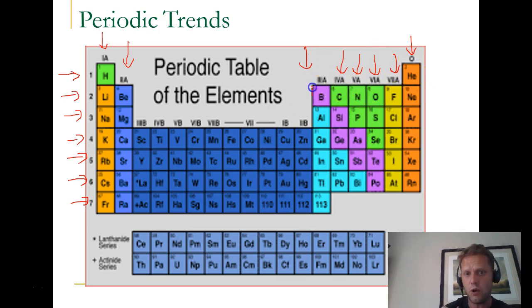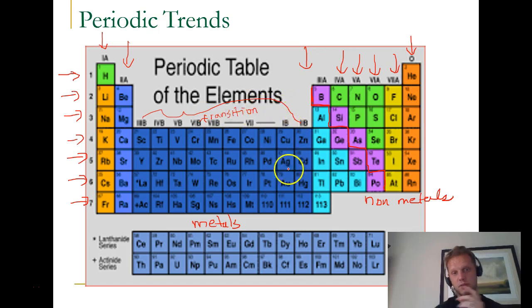What else do you need to know? Well, the periodic table is divided up into metals and nonmetals. Metals are on the left, and nonmetals are on the right. And they are separated by this little staircase. Elements that touch the staircase are known as metalloids. Elements that are in this weird zone that I said don't worry about are known as the transition metals, because they're transitioning from metals to nonmetals.